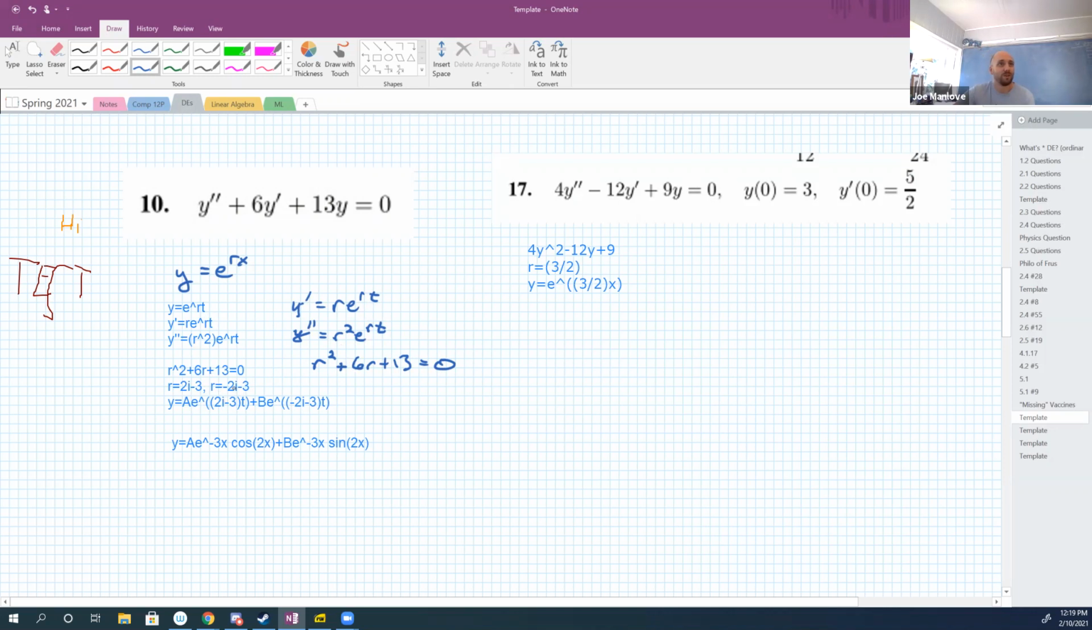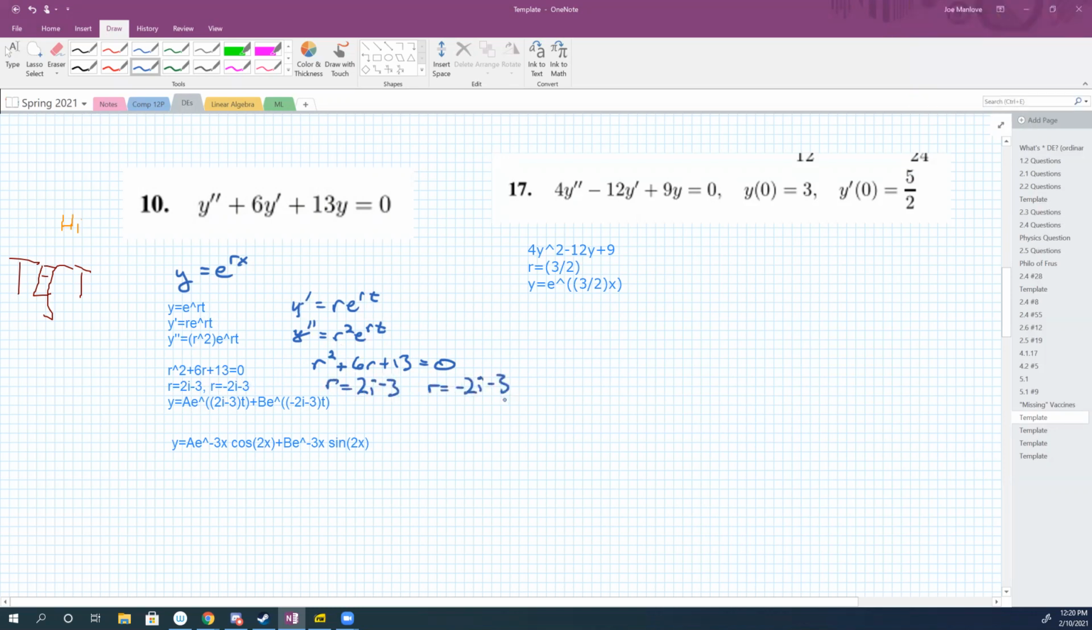Okay, so then where'd you get your roots from? The quadratic formula. Okay, you crammed them in the quadratic formula. So you got r is 2i minus 3 and r is minus 2i minus 3. Right. Okay, then what'd you do? So then I plugged that back into our original.